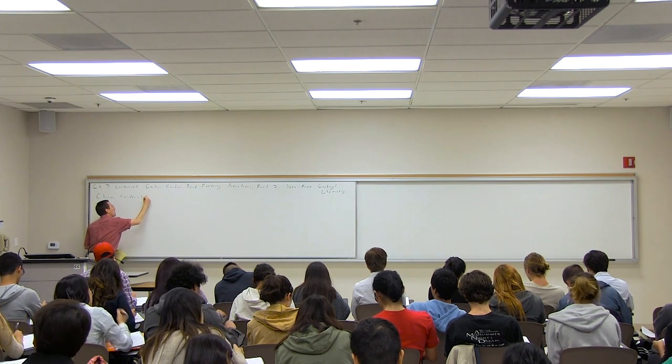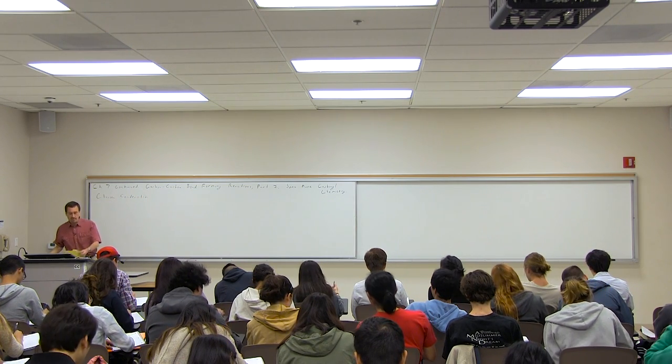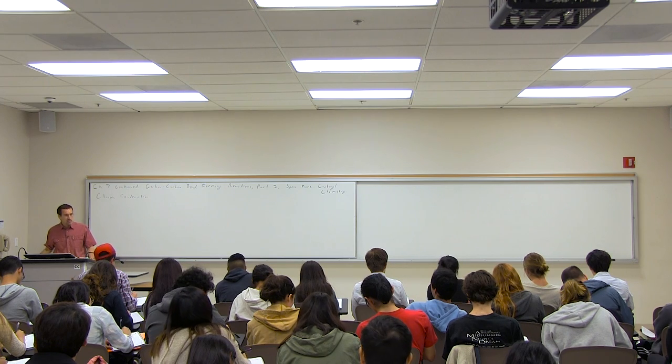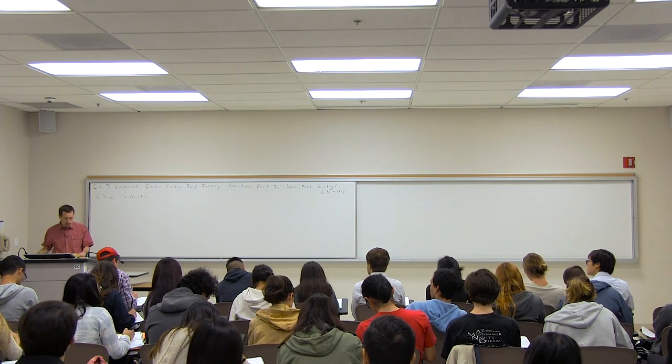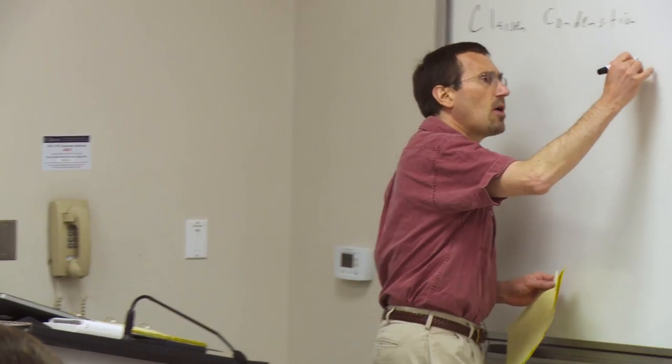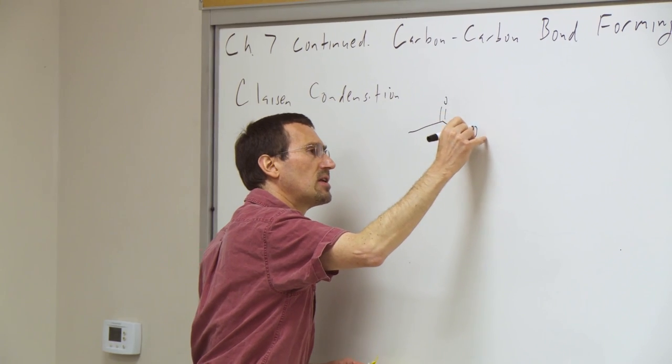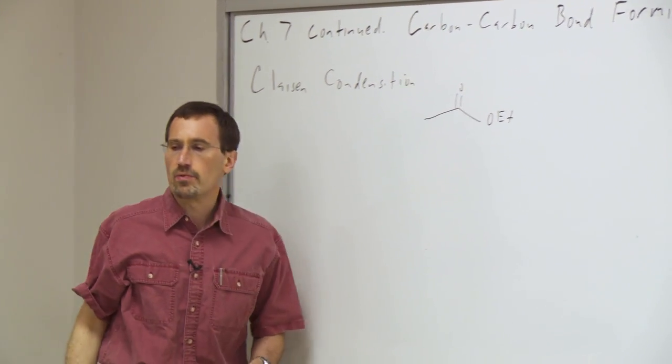So I want to dive in with the Claisen condensation, and a lot of what I'm showing you now are things that you've seen in sophomore organic chemistry. What you're going to do with the homework is get better and better at putting these reactions together. So the Claisen condensation is very much like the aldol reaction. Same basic idea. It is the formation and addition of an enolate. In this case, instead of the addition of an enolate to an aldehyde or ketone, we're talking about the addition of an enolate to an ester.